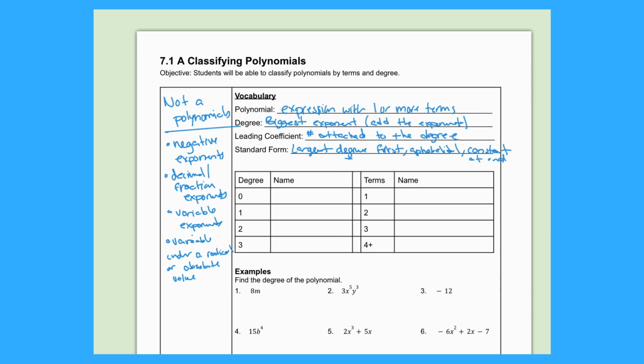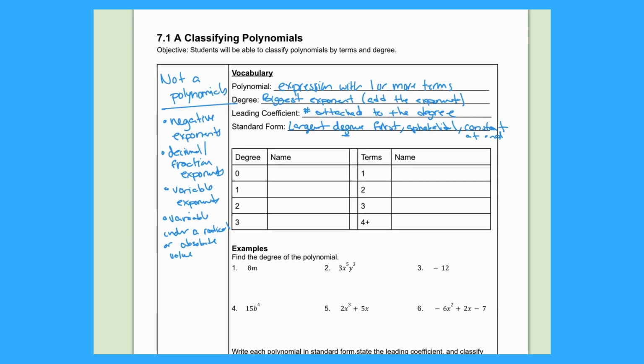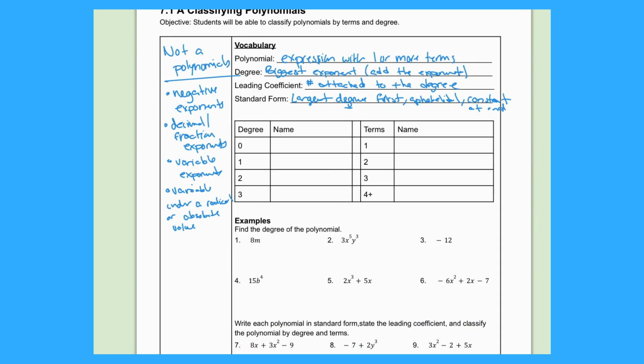Okay, so hopefully this makes some more sense once we get into those examples below. Let's actually go ahead and skip down to some of these examples now. We'll come back up and finish this table in a second. So find the degree of the polynomial.